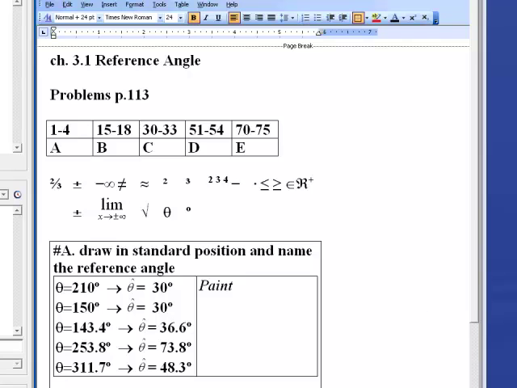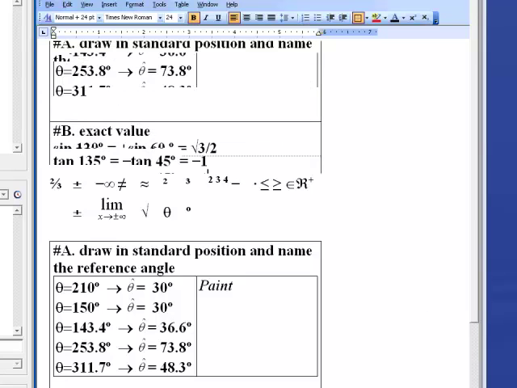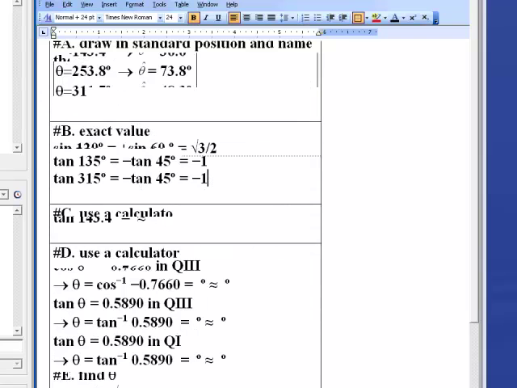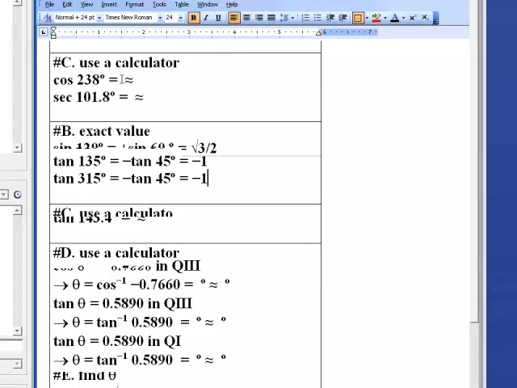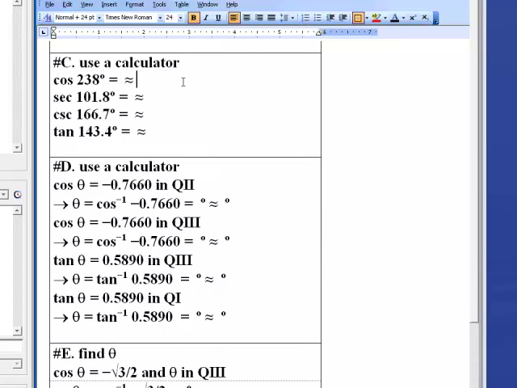Okay, next example, next problem. Use a calculator for these. Cosine 238 degrees, secant 101.8 degrees. I put an approximation sign here because I like to estimate them first. Cosine 238 degrees. Reference angle for that is 58 degrees, and the cosine of 58 degrees is really close to cosine of 60, which is 1/2, so I kind of expect to have 0.5.